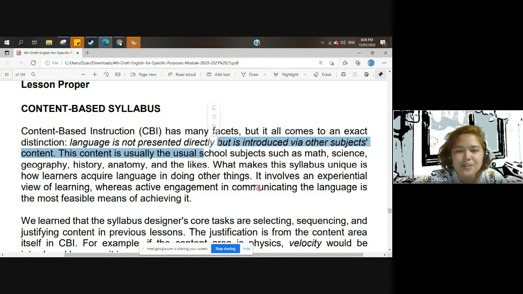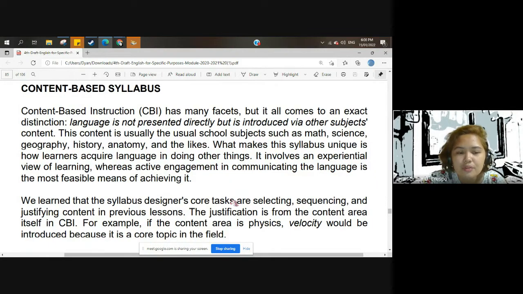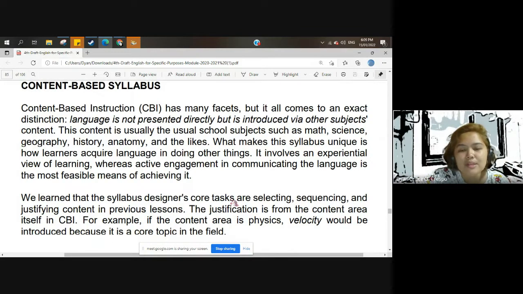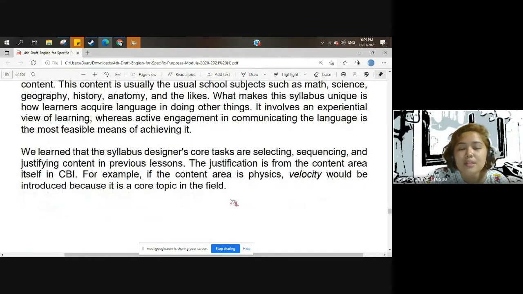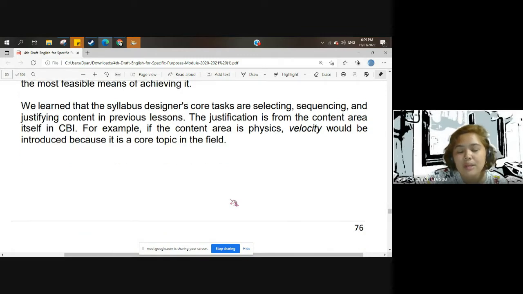School subjects such as math, science, geography, history, anatomy, and the like. What makes this syllabus unique is how learners acquire language in doing other things. It involves an experiential view of learning, whereas active engagement and communicating in the language is the most feasible means of achieving it. We learned in the previous lesson that syllabus designers' core tasks are selecting, sequencing, and justifying content. The justification is from the content area itself in CBI. For example, the content area in physics is velocity. It will be introduced because it is a core topic in the field.